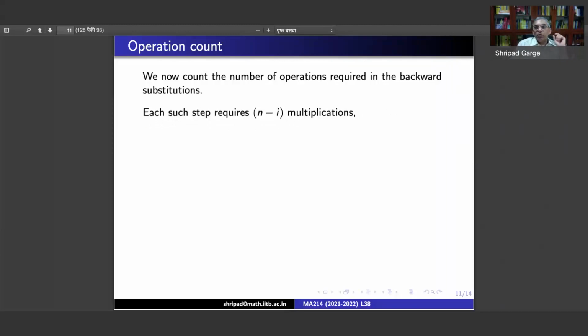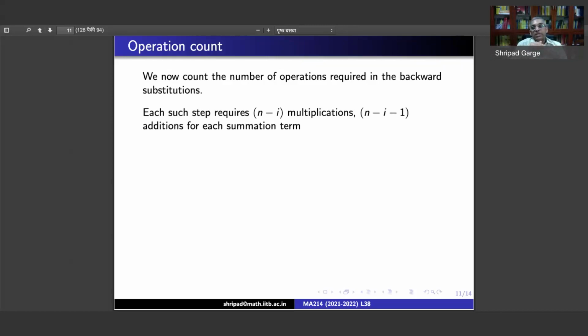This is because you have computed the variables x(n minus i plus 1) up to xn. The variable xi is still there, but we have not computed the xi entry, right? We have computed x(i plus 1) up to xn. So ignore the first i and take x(i plus 1) up to xn. Those are the n minus i entries which you have computed. You will multiply those by the corresponding coefficients, and therefore you have n minus i multiplications.